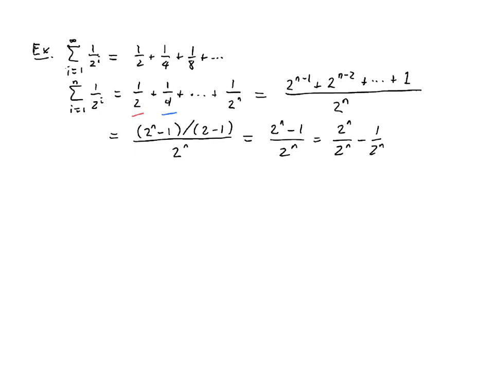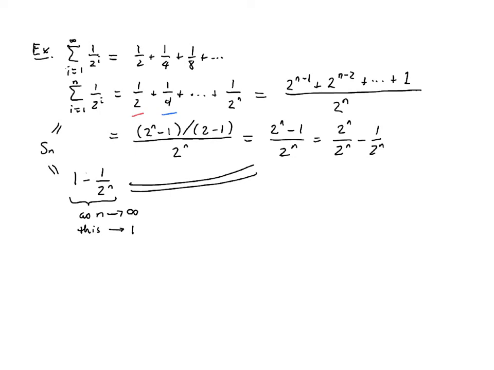Or if you like, 2 to the n over 2 to the n minus 1 over 2 to the n. So this partial sum that I have here is equal to 1 minus 1 over 2 to the n, right? Because it's equal to this thing here. And now the point is that this term, as n goes to infinity, this difference goes to 1 minus 0, which is 1.